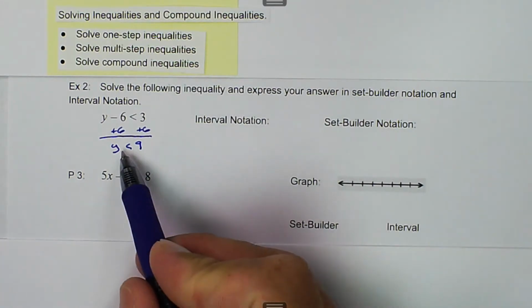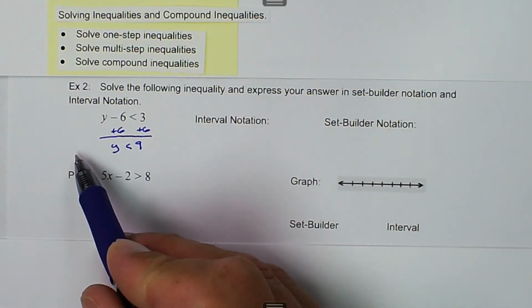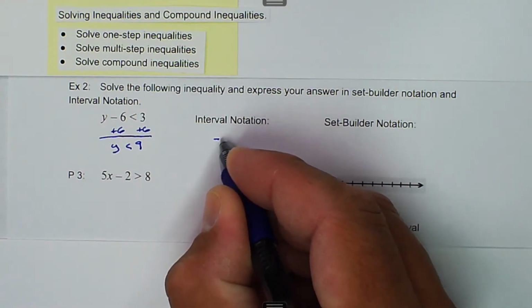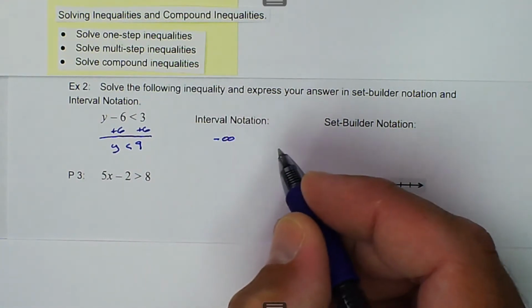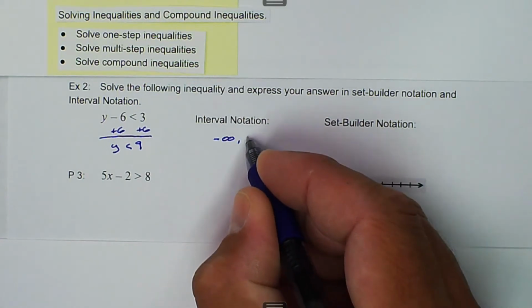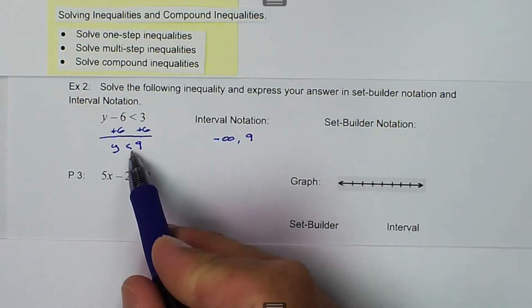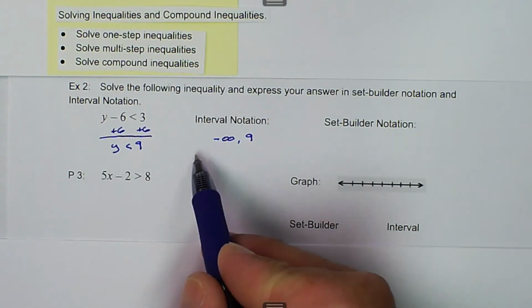So there's no bound to the negative. So we know that we're going to go to negative infinity on that side. And we know that 9 is going to be the biggest number. So y is less than 9. Y cannot be bigger than 9.